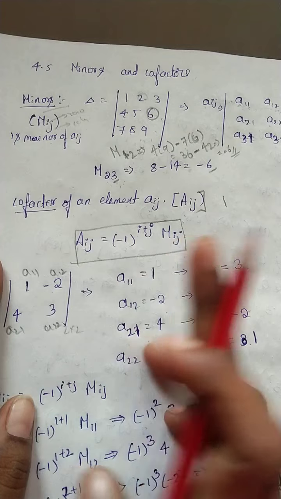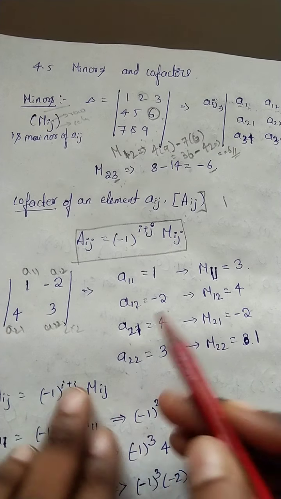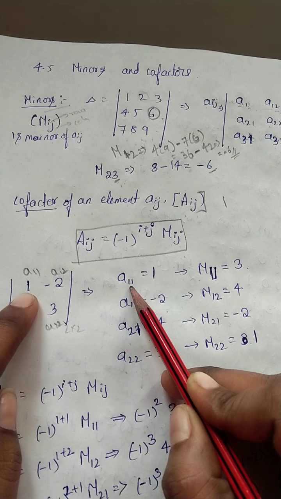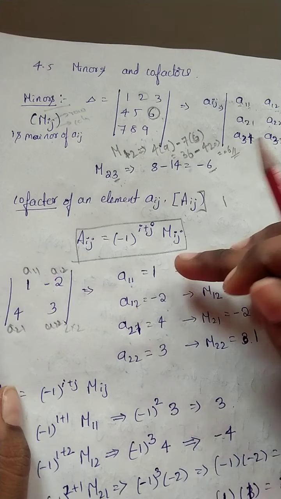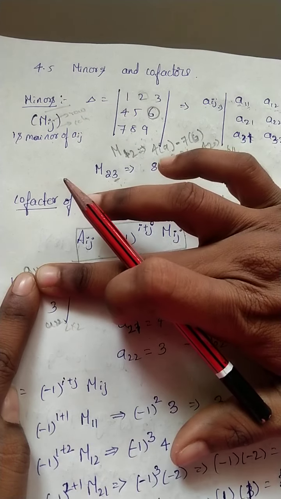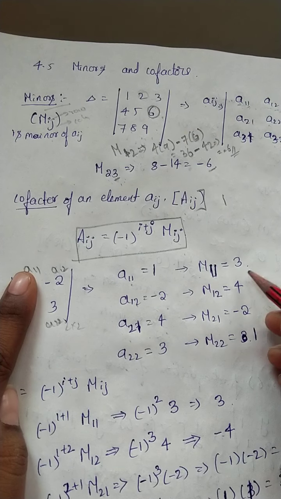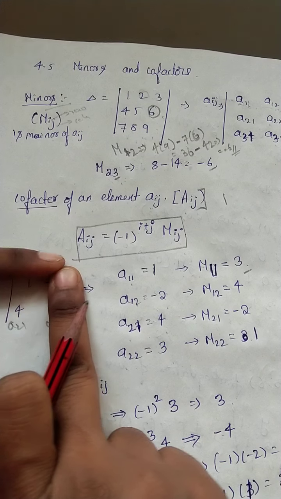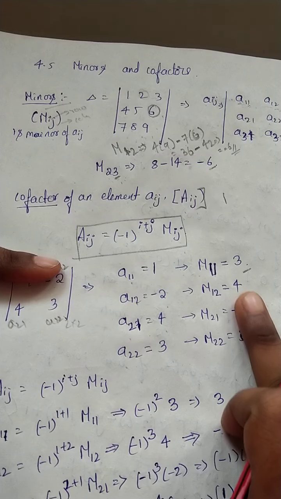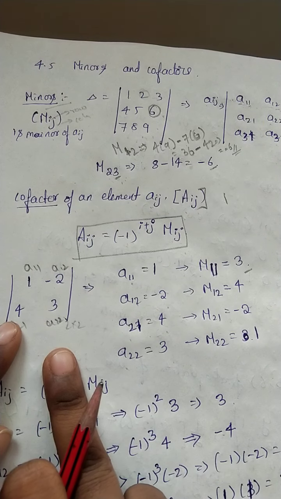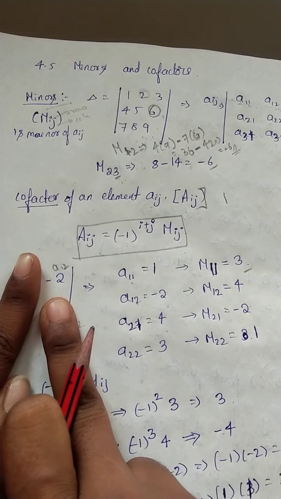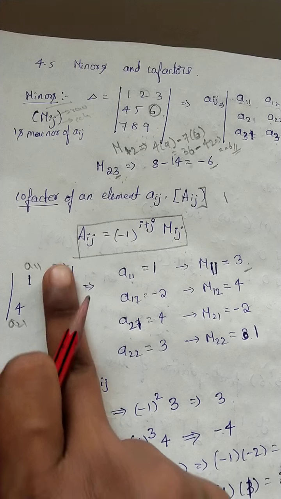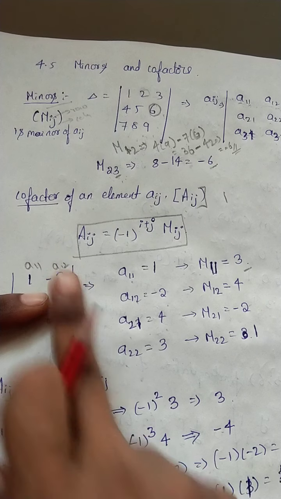That left out value is said to be our minor. Here A11 is present in the first value, so we will eliminate that row and that column. The left out element is 3, so 3 is our minor value. The same way for A12, eliminate that row and that column, left out is 4. Again for A21, eliminate that row and that column, left out is minus 2. In the same way for A22, eliminate that row and that column, minor is 1.